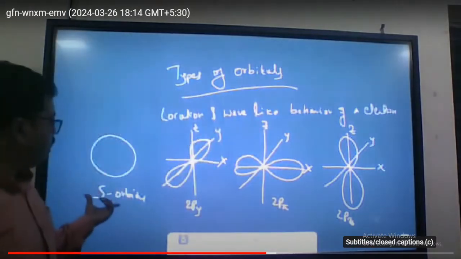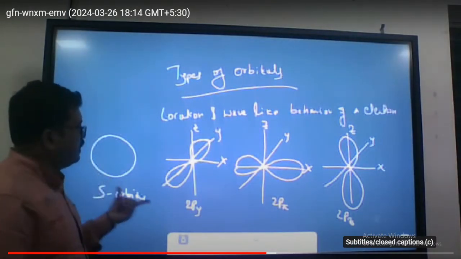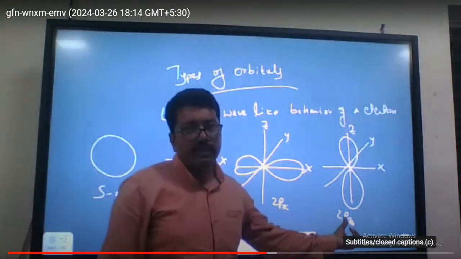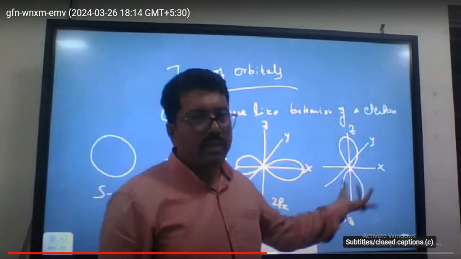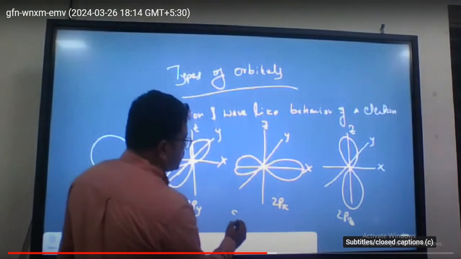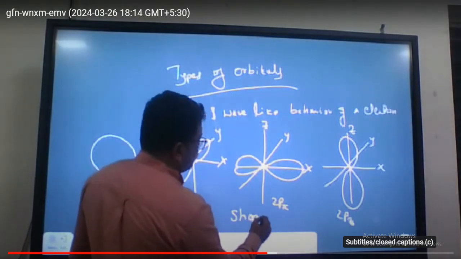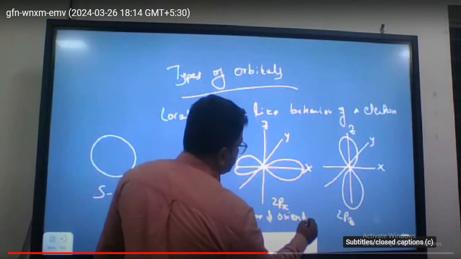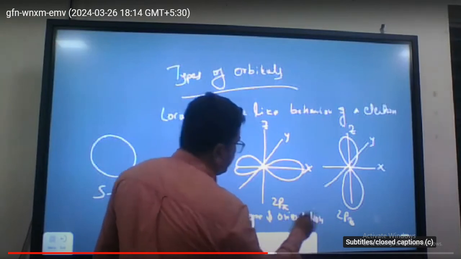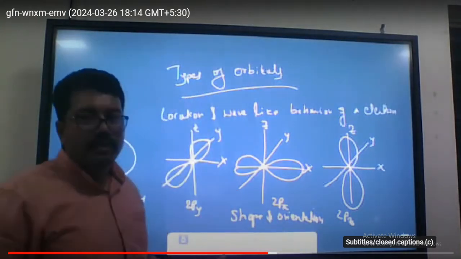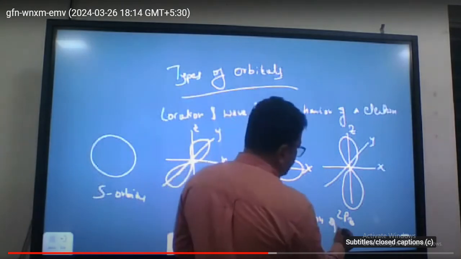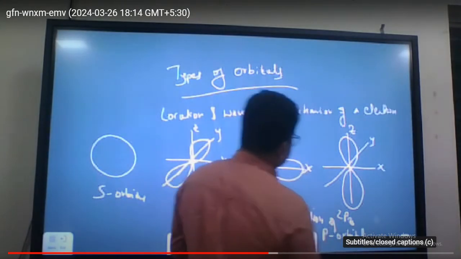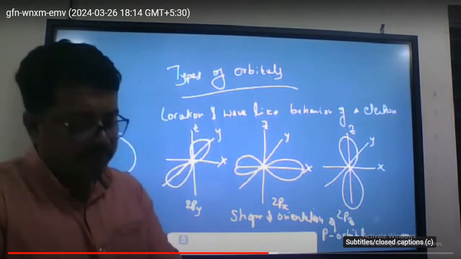So these are the s orbital, and here the p orbitals: Px, Py, Pz. So this is the shape and orientation of the s orbital and p orbital.